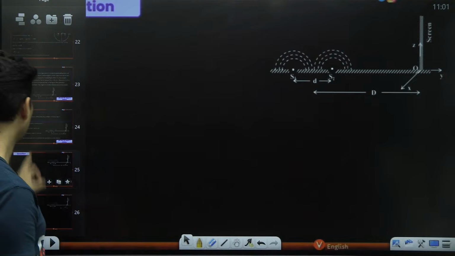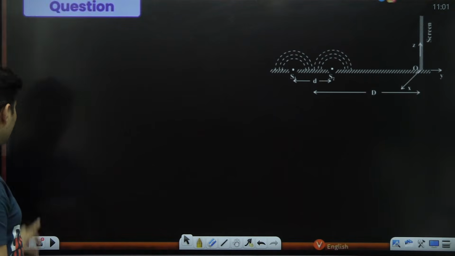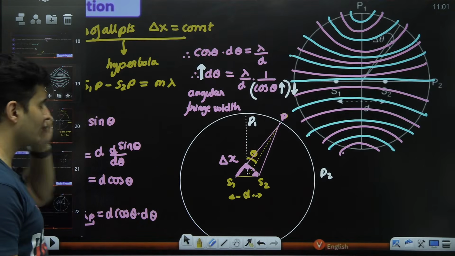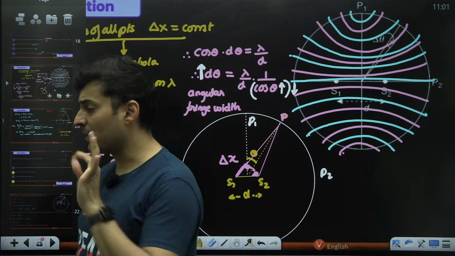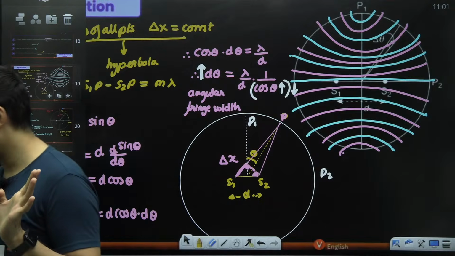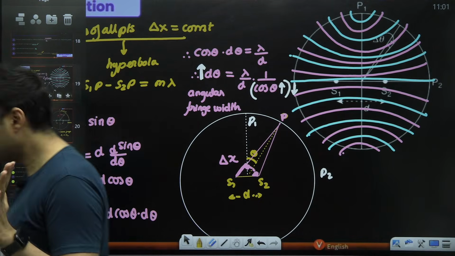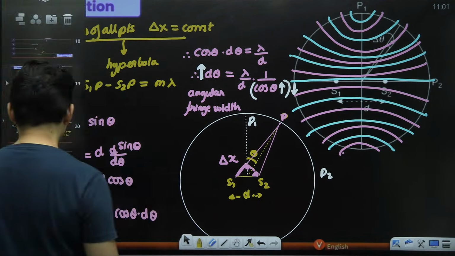That will be very useful. So first is regarding the shape. Just some time back I had told you about this: the locus of all the points where the path difference is constant is a hyperbola. I just had told you about it. Remember, everyone? Correct. Now use that concept right over here.